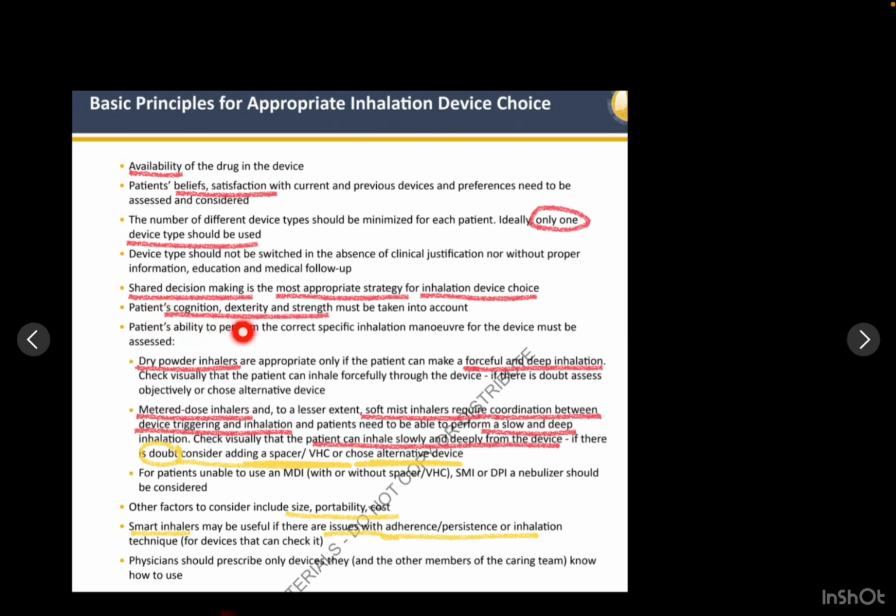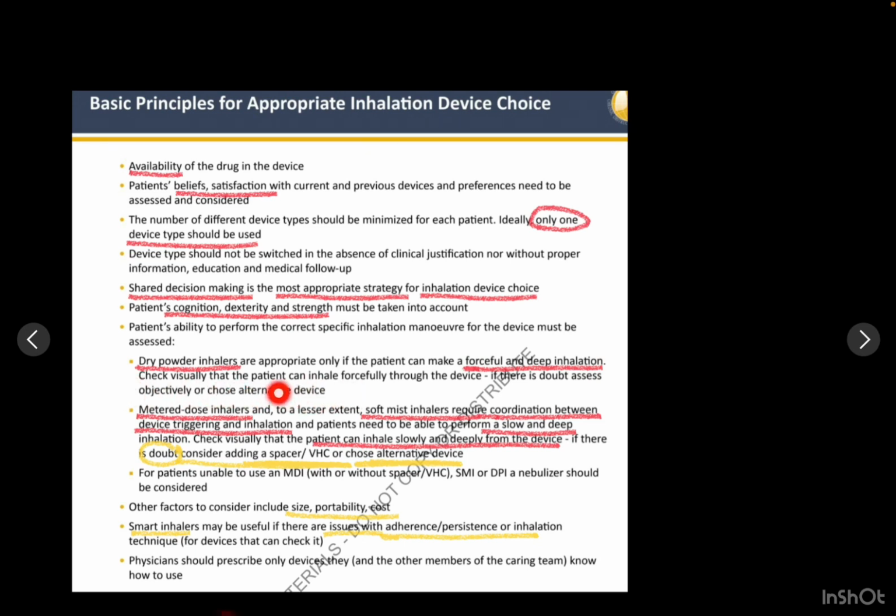Then they are telling that the patient's cognition, dexterity and strength must be taken into account. So the patient's ability to perform the correct specific inhalational maneuver for the device must be assessed. There are mainly two kinds of devices. First is the dry powder inhaler, DPI, which is appropriate only if the patient can make a forceful and deep inhalation. So if the patient can take a deep and forceful inhalation, only then DPIs are recommended.